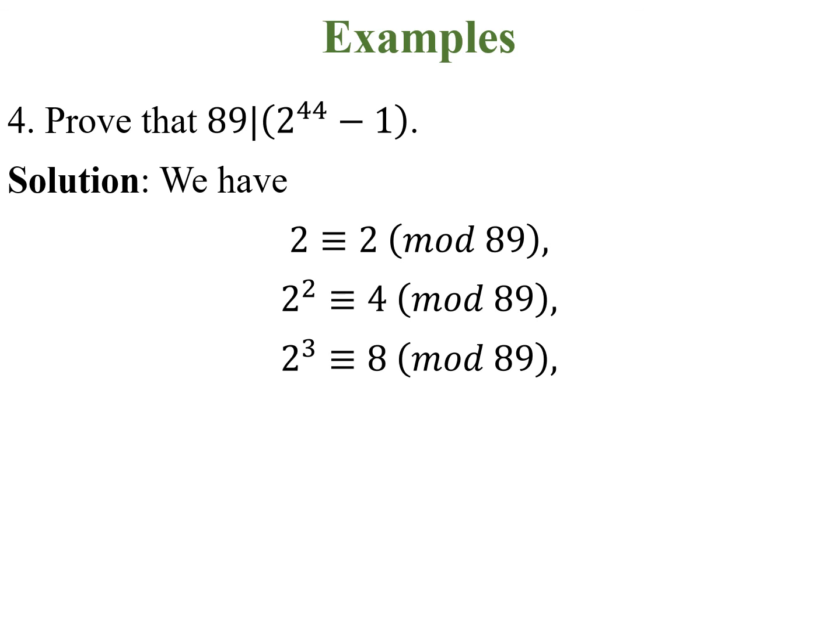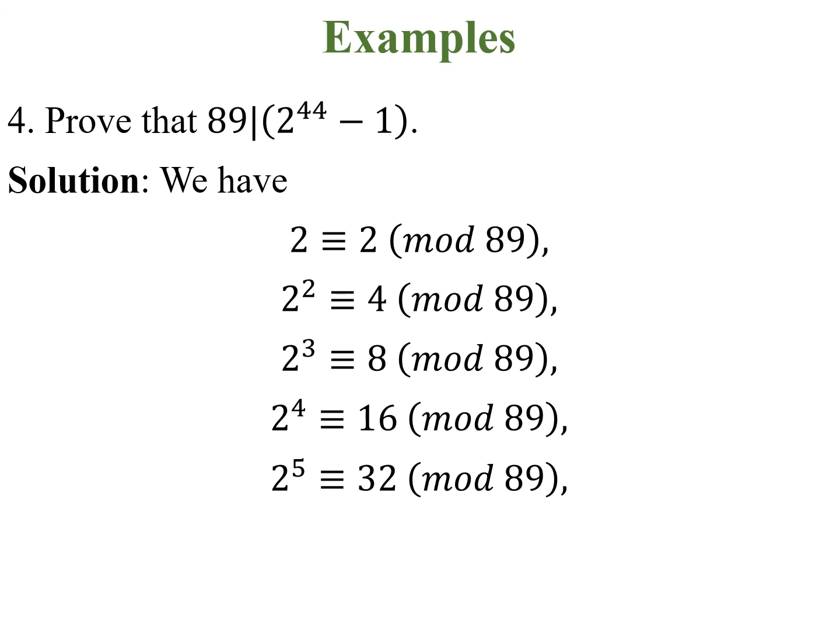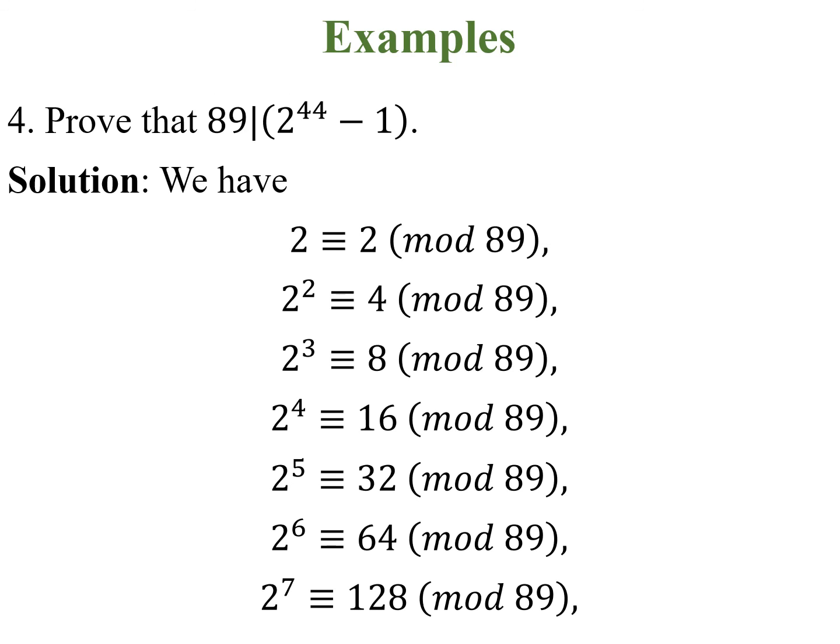2 raised to 3 is 8, congruent to 8 modulo 89. 2 raised to 4 is 16, congruent to 16 modulo 89. 2 raised to 5 is 32, congruent to 32 modulo 89. 2 raised to 6 is 64, congruent to 64 modulo 89. 2 raised to 7 is 128, which is congruent to 128 modulo 89.